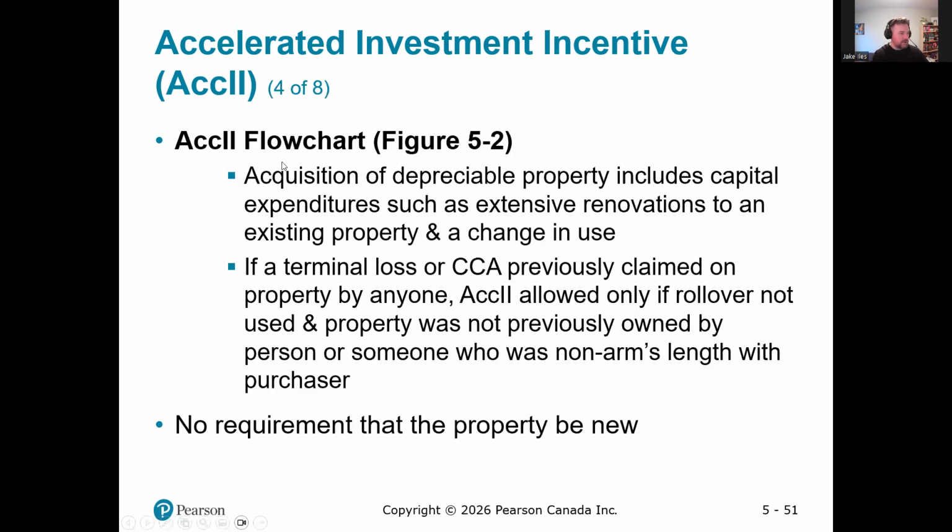I mentioned the AccII flowchart. Acquisitions of depreciable property include capital expenditures, such as extensive renovations. If a terminal loss or CCA was previously claimed on the property by anyone, AccII is allowed only if rollover is not used and the property was not previously owned by the person. So if it was rolled over into my company, we don't take AccII because my company is me. So it's not new to me. It's new to the corporation, but it's not new to me. If I give it to a sibling or a family member, yes, it's new to them, but it's not new to us. So they just have that consideration.